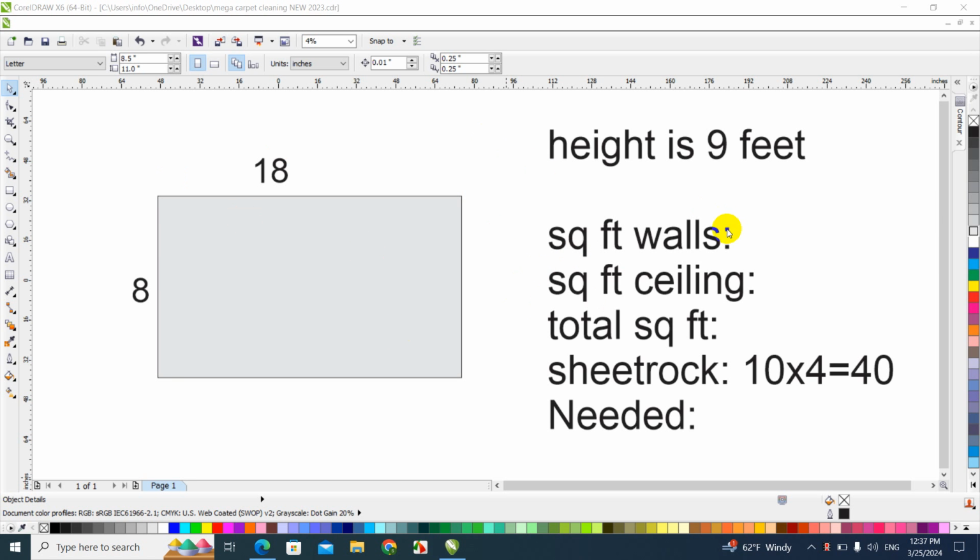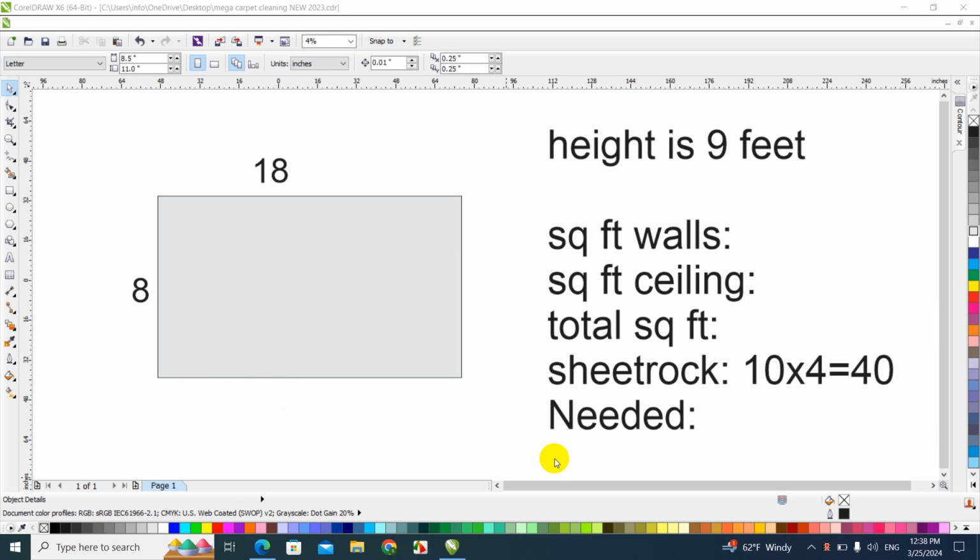Hey guys, in this video, we're gonna put our calculator to the test. We're gonna do calculations for a drywall project. We're gonna get the dimensions of the ceiling and all the walls, which is 4 of them. And here I got the measurements, 18 by 8. This is all the information that I need to get. We're gonna use the sheets of 10 by 4, which equals 40 square feet for this size of sheet rock, okay?